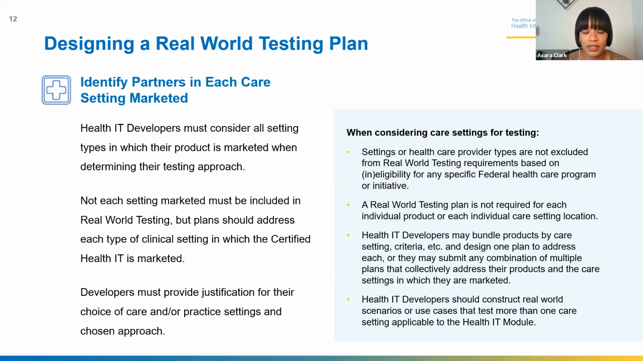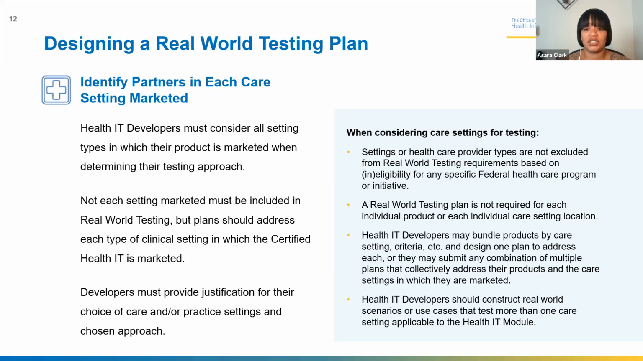And I want to just stop here just to say, we understand that you're trying to figure all of this out, and we do have resources that will be made available where we'll go into a little bit more detail, providing some examples on what this may look like. But the bottom line is you don't have to have a plan for each care setting, but you can. It's really totally up to you as the health IT developer to make sure your approaches make sense and make sure how you're planning out your real world testing is covered. It covers each and every care setting type.